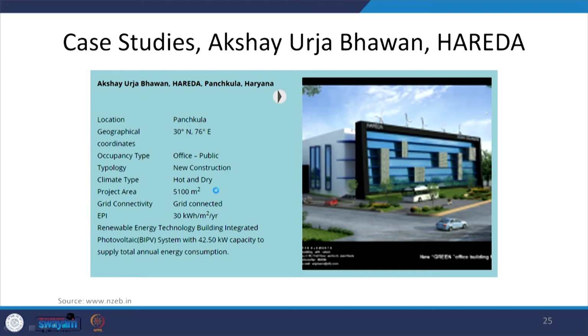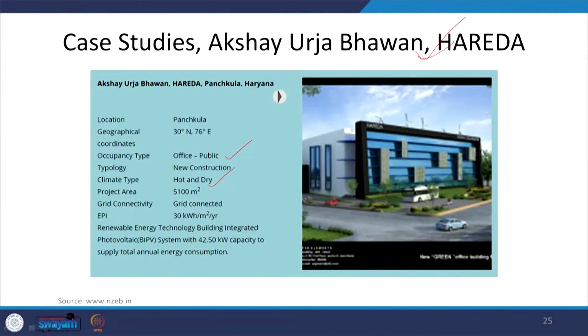The next case study that we have here is Akshay Urja Bhavan at Panchkula. This is a public building, an office building. Again, Panchkula is classified as a hot dry climate. So, the next building that we have is Akshay Urja Bhavan in Panchkula.